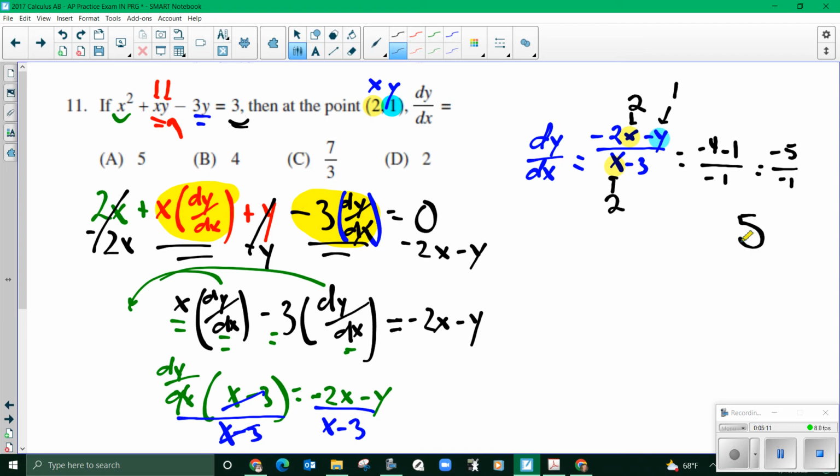My goodness, is the answer 5? It's a lot of work for a multiple choice problem. But if I wasn't explaining it and I was just doing it and going quicker, it wouldn't take so long. But our answer should be 5.